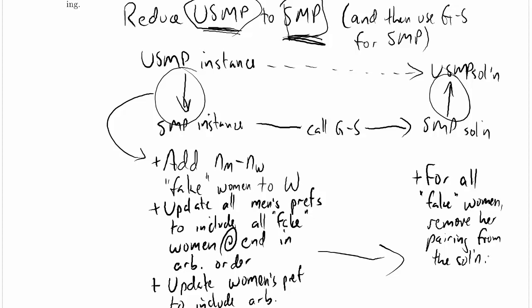They used to have exactly one pairing, and now a bunch of them are no longer married to fake women, so now they have no pairings, and that's fine for a USMP solution. So this is a reduction. We haven't yet established it's a correct reduction, but it's a reduction. It turns a USMP problem into an SMP problem, which we can then solve using Gale-Shapley.